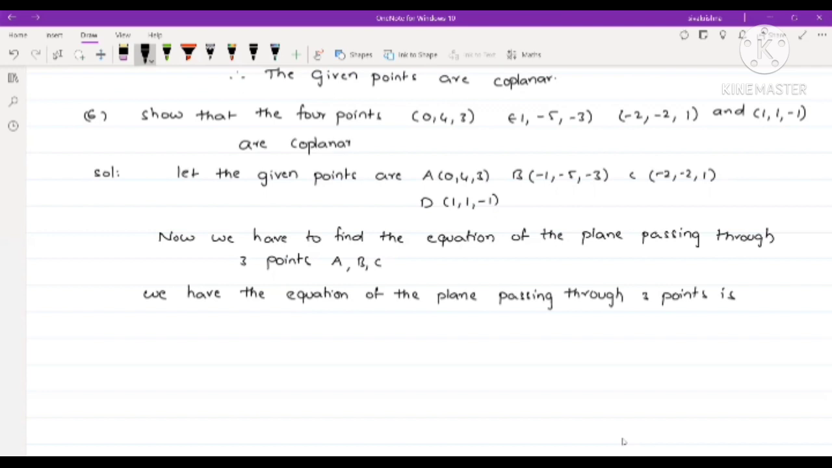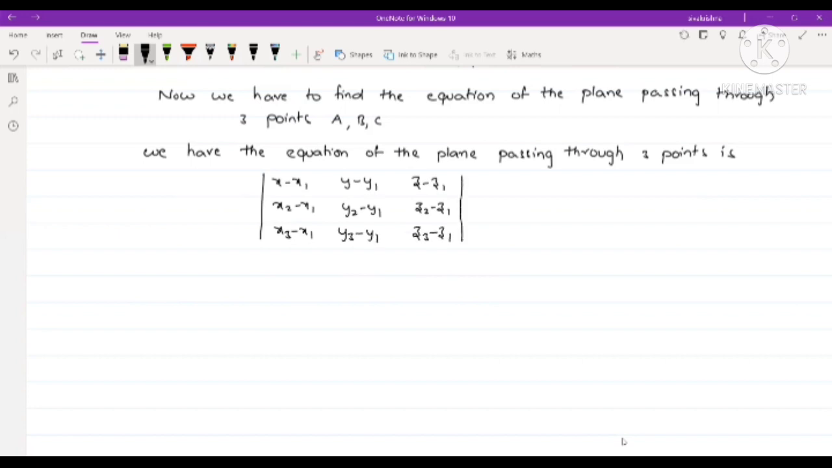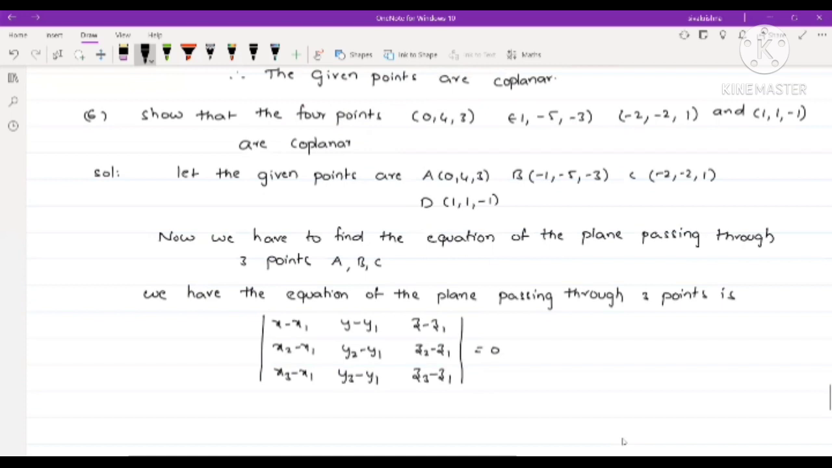is, so once again we have to write the determinant formula, that is modulus of x minus x1, y minus y1, z minus z1, x2 minus x1, y2 minus y1, z2 minus z1, x3 minus x1, y3 minus y1, and z3 minus z1 is equal to 0. So we have to substitute the points. Okay, so I am naming the points A. This is x1, y1, z1, x2, y2, z2, and x3, y3, z3.